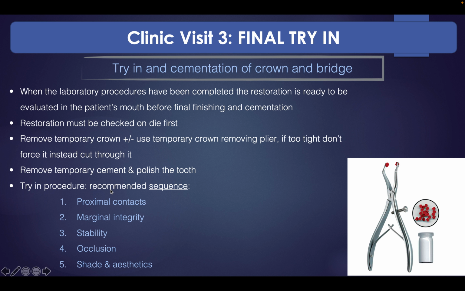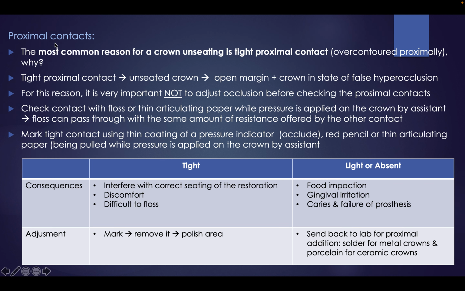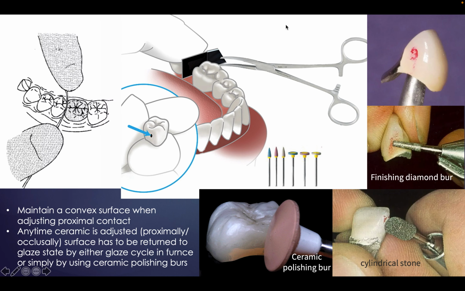You have to try the crown, and there is a sequence. You have to go in this sequence, otherwise it can go wrong. So number one is the proximal contact. The most common reason for a crown being unseated is tight proximal contact. Now, look carefully. The technician has to remove a tiny bit from the adjacent tooth in order to make the contact tighter, because if they don't do that, you might end up with an open contact because the tooth has a tiny mobility in it.